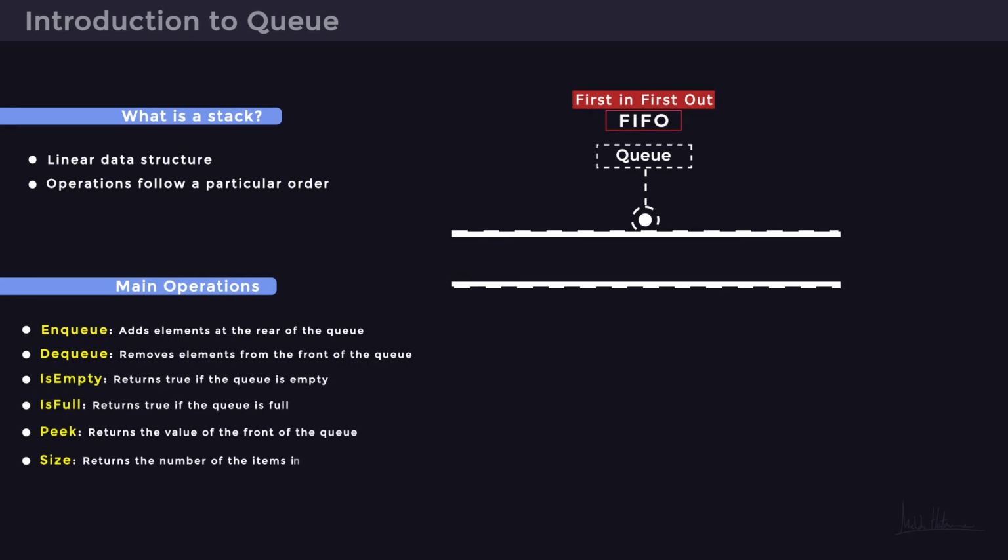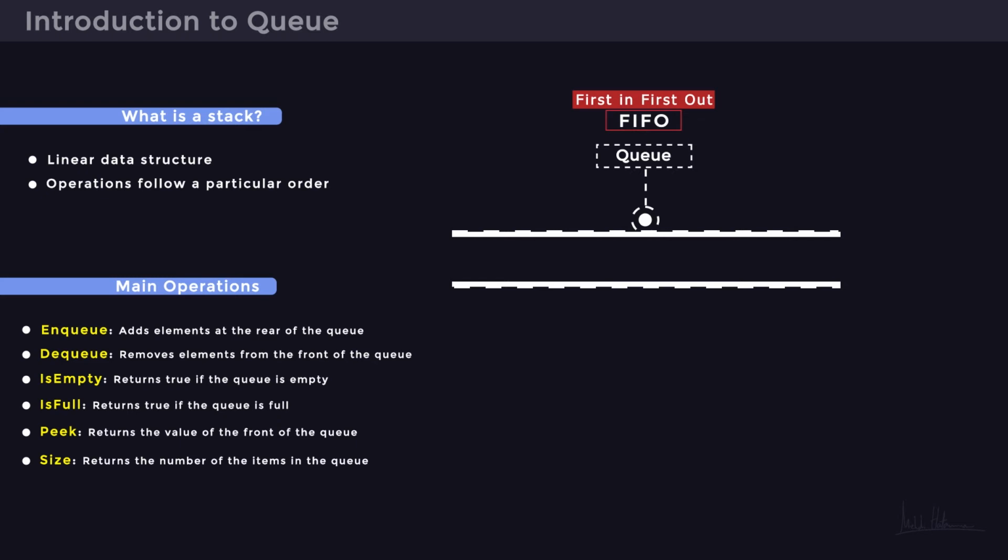The first main operation that we're going to discuss is enqueue. Enqueue adds an element at the rear of the queue. The next one is dequeue. Dequeue removes elements from the front of the queue, and in fact removes the frontmost or oldest element in the queue. Is empty returns true if the queue is empty, and is full returns true if the queue is full.